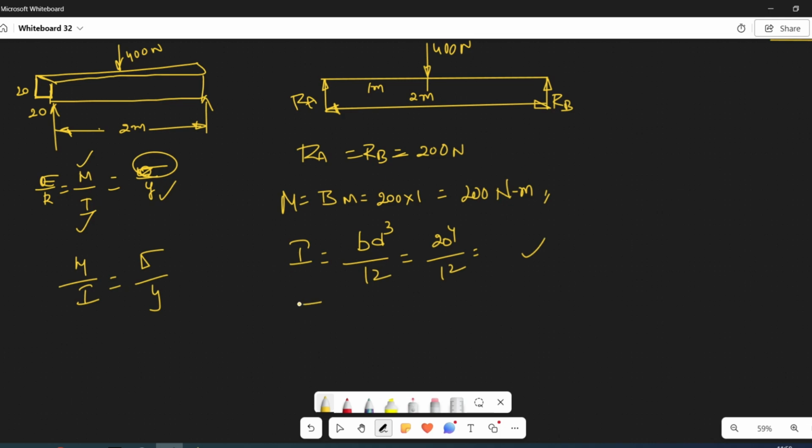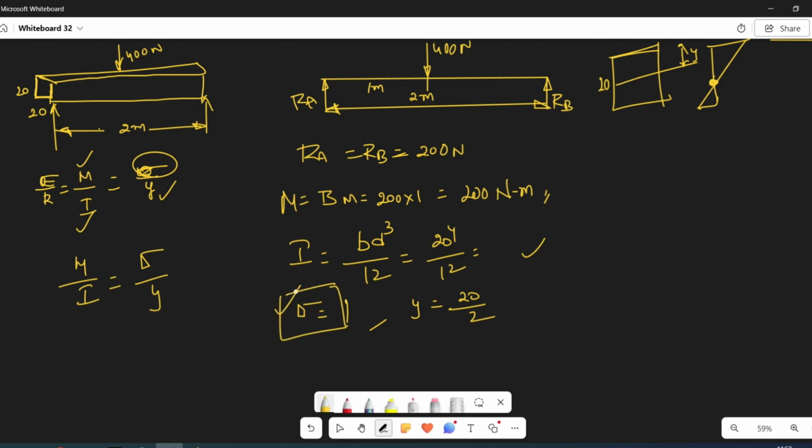Next, sigma is unknown to us. Y will be equal to depth by 2. Suppose the cross section is like this, 20, then 20 by 2 is going to give the distance of the outermost fiber from the neutral axis, because bending stress is going to be maximum at the outermost fibers and 0 at the neutral axis. Clear to you? Please remember that it is vice versa for shear stress. Now we have what is the stress that was induced in the beam.